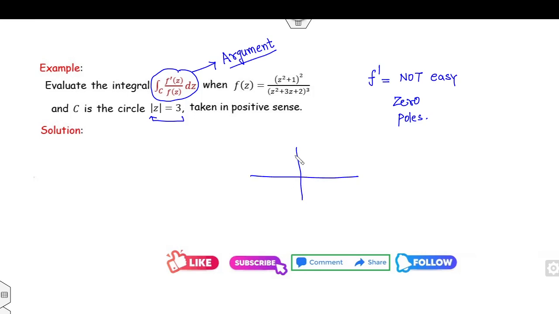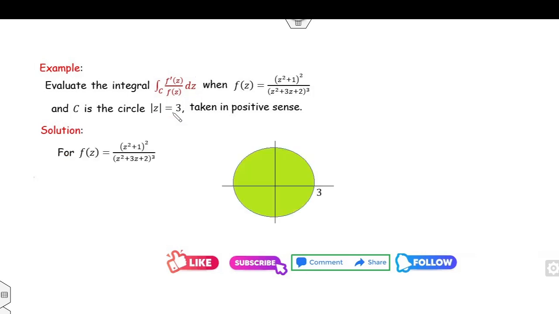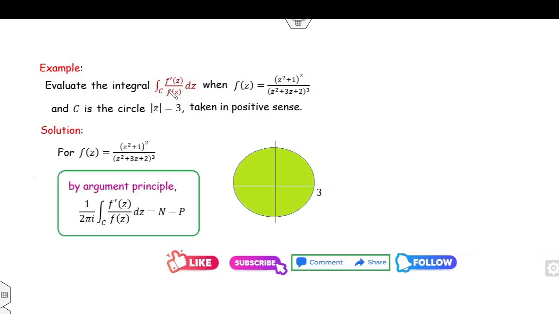|z| is equal to 3, that's a circle of radius 3. This is minus 3. This is the curve of the given circle. Then by using the argument principle, our target is to find the value of n and the value of p. So let's start by first finding n.